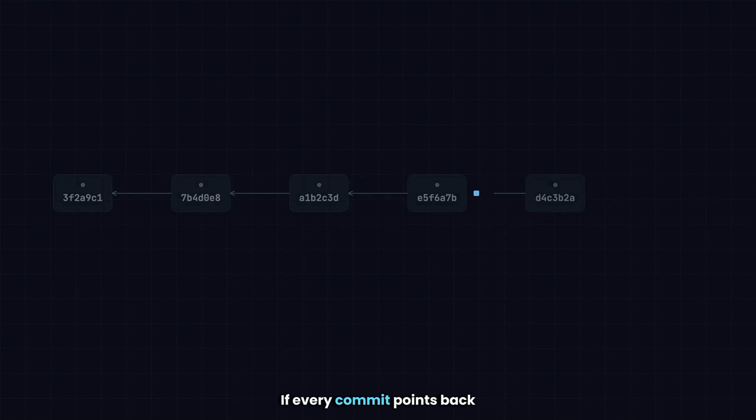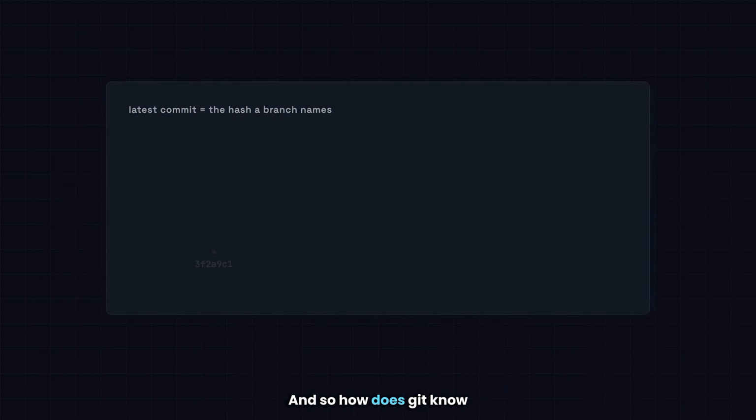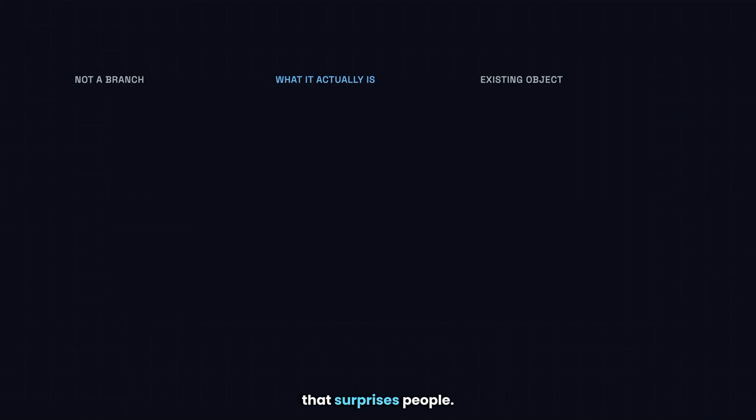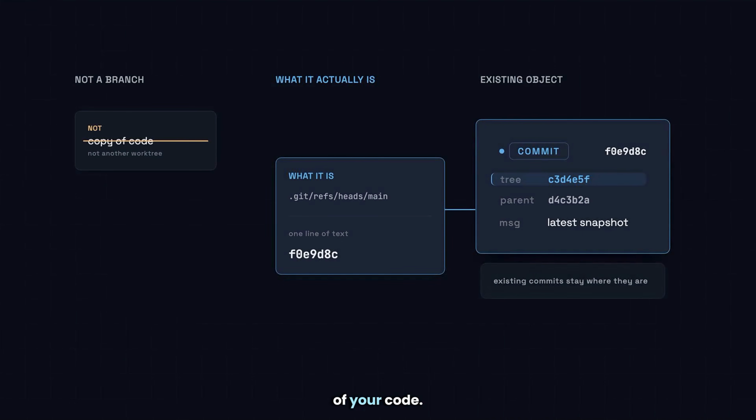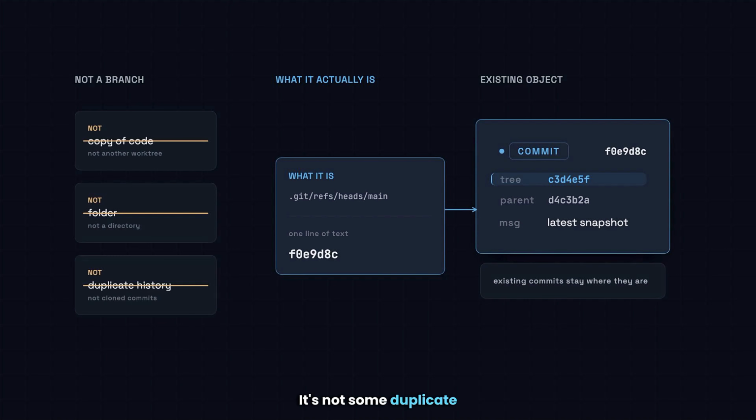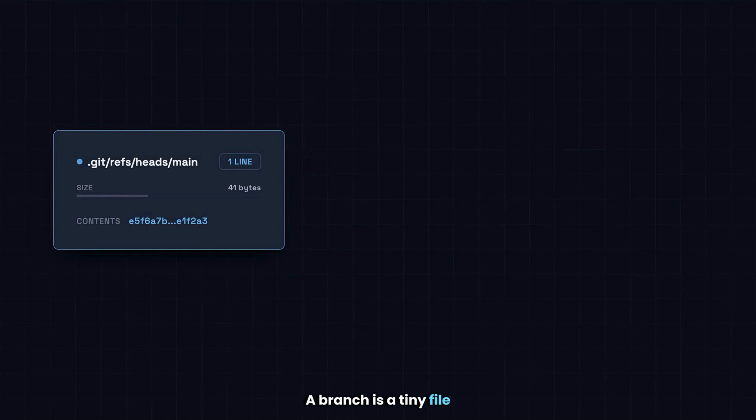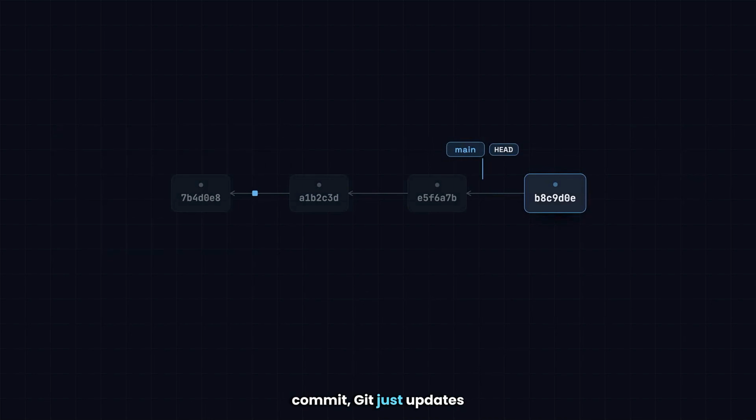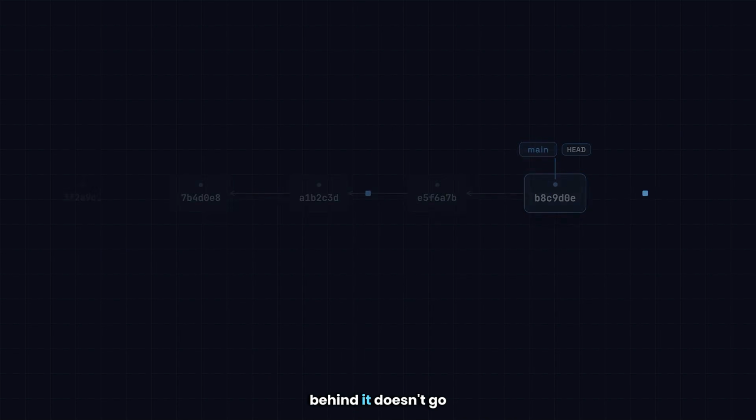Which kind of raises a question. If every commit points back to the one before it, you end up with this growing chain of commits. So how does Git know which one is the latest? Something has to keep its finger on the newest commit, and that something is a branch. And this is the part that surprises people. A branch is not a copy of your code. It's not a folder. It's not some duplicate of your history. A branch is a tiny file with one hash inside it. That's the whole thing. Your main branch is basically just a 40-character hash and nothing else. So when you make a new commit, Git just updates that one little pointer to aim at the new one. The chain of history behind it doesn't go anywhere.